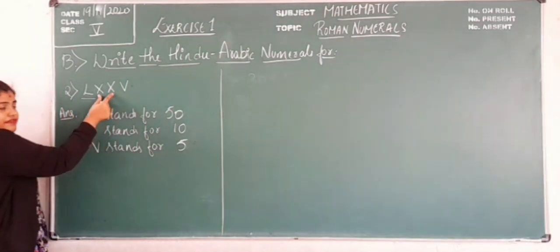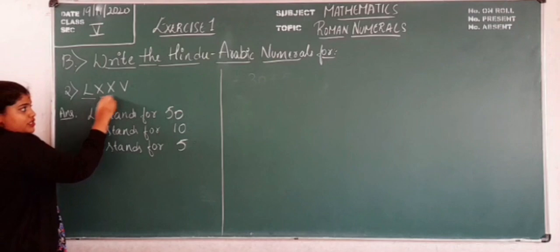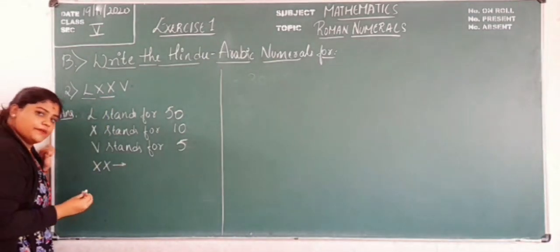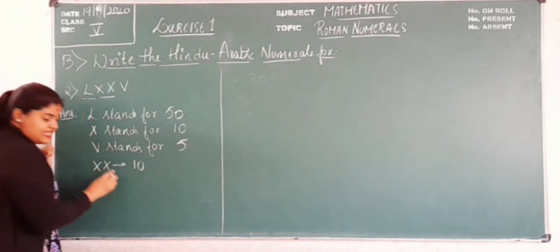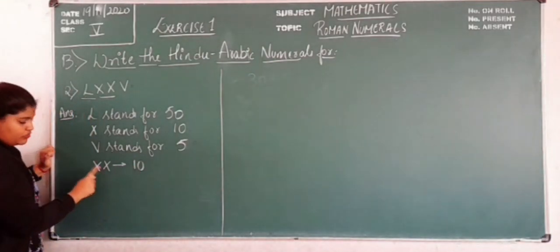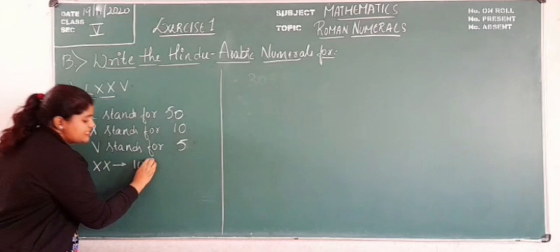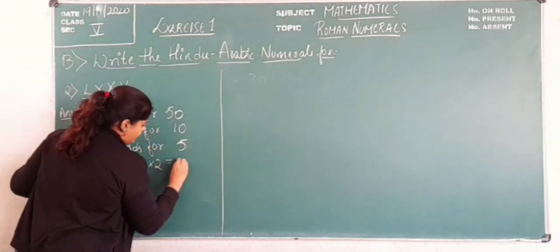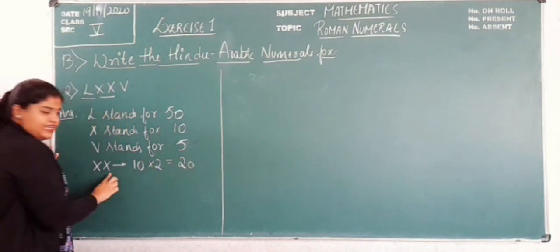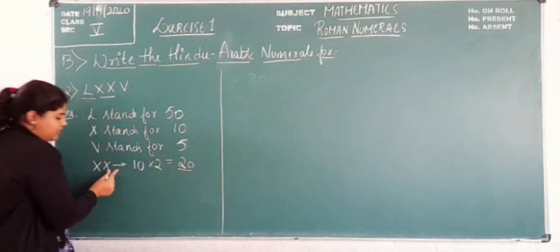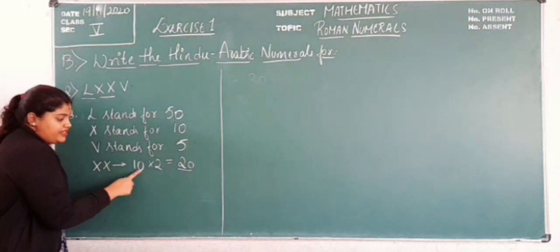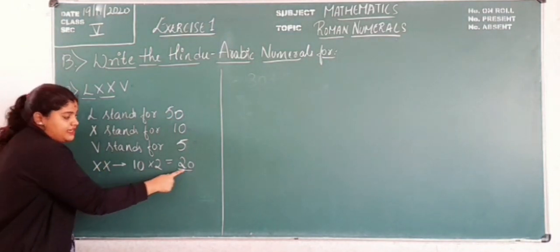Now here they have given 2x. What is the value of x? Yes, 10. How many times is x repeated? 2 times, so 1, 2. So we have 2x, which is into 2. 10 2s are 20. So double x means it is 20. The value of x is 10, x is repeated 2 times, so it is 10 into 2, and 10 2s is 20.